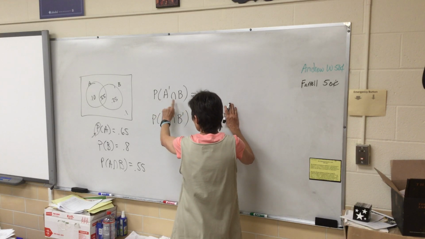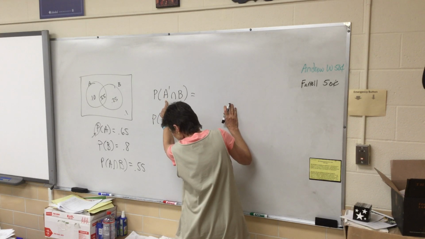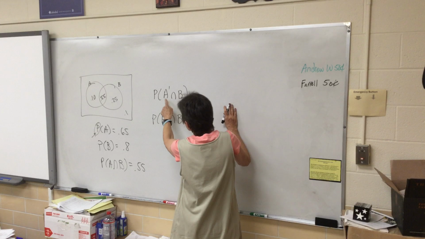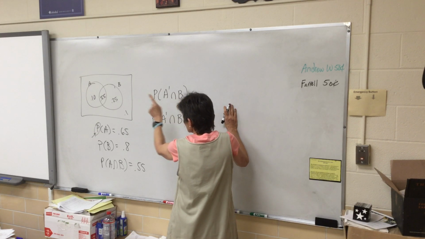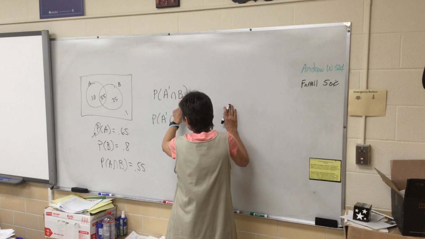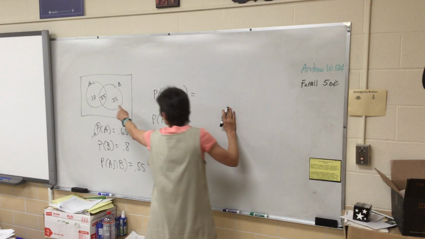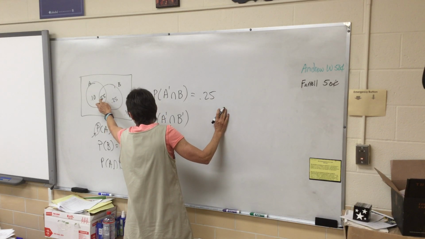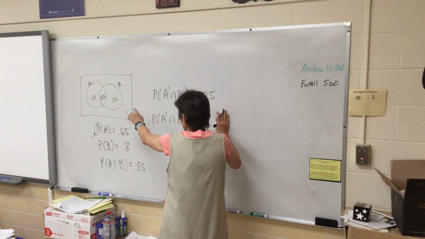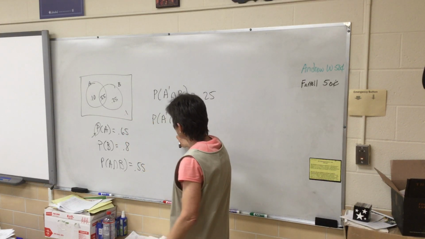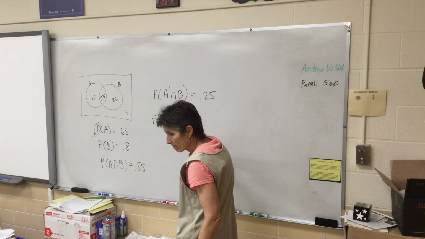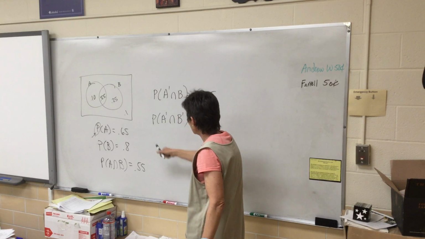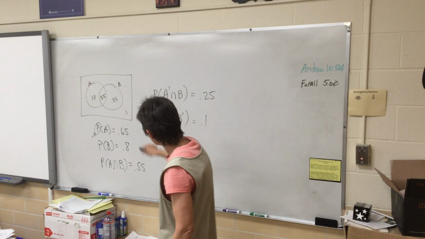So this question says, not A and B. So you're not in the A circle, but you are in the B circle. So which of those people are in B but not in A? 0.25. Yep, those guys right there. They're in the B circle, but they're not in the A circle. These guys are also in the A circle. So it's just the 0.25. What does this mean? Neither circle. You're not in either circle. You're not in the A or the B. So that means you are one of these guys, right?